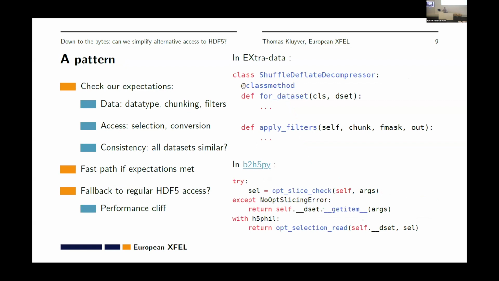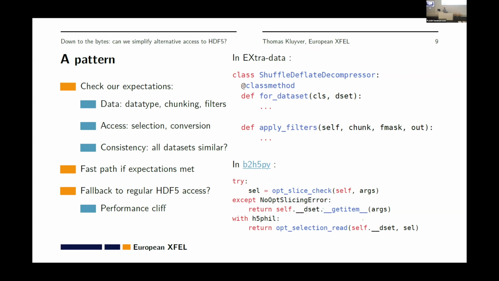And I think this lends itself to a pretty neat pattern that we can have a check of our expectations. So is this data of a data type that we know about? Does it have the chunking we expect, the filters that we expect? Does our access pattern, does the selection match what we know how to deal with? Are we doing any conversion? Are all the data sets similar in these respects? All of this kind of thing.